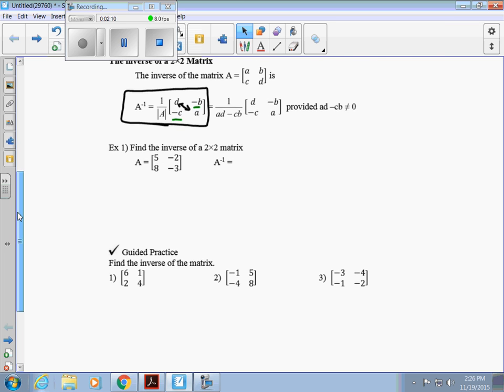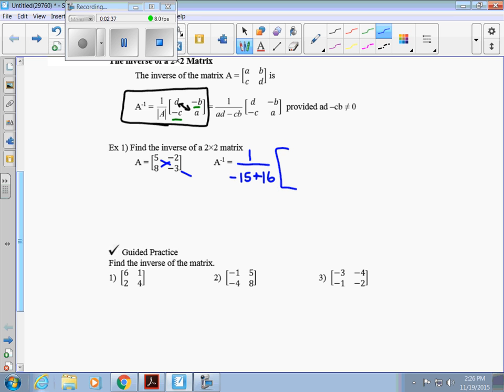So the best way to do that is look at an example. And so let's look at example 1. So we're going to find the inverse, which is 1 over the determinant. Well, remember, the determinant is, we're going to multiply these. So that's negative 15 minus, and then the other diagonal, that's negative 16. So that's plus 16. And then we're going to multiply it by this new matrix. We're switching the 5 and the negative 3. And then we're switching the signs on the other two. So that's going to be 2 and negative 8.